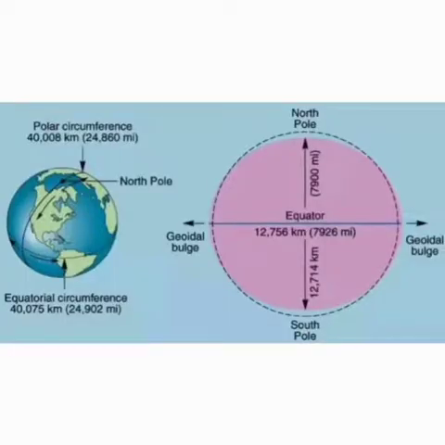The polar diameter is 12,720 km and circumference is 40,008 km. And the equatorial diameter is 12,760 km and circumference is 40,075 km.